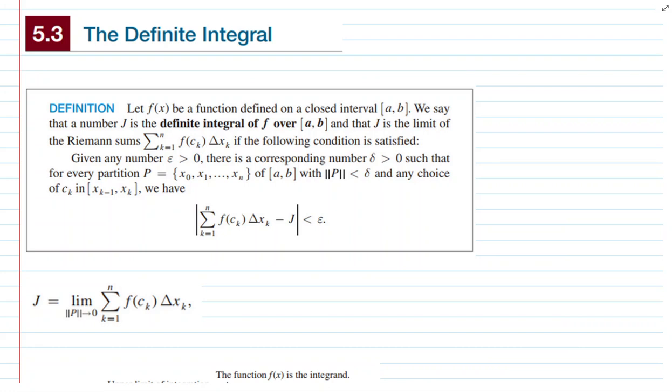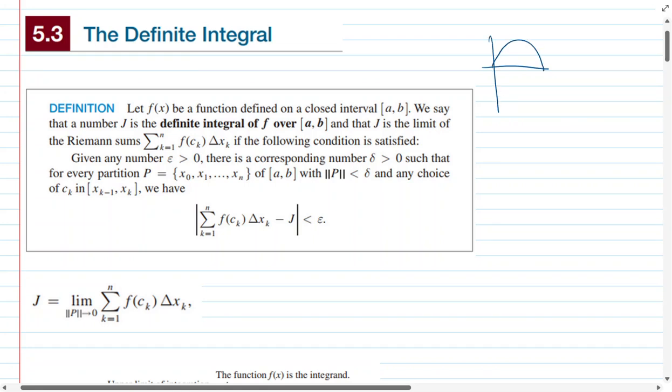Okay, let's begin section 5.3, the definite integral. We've just finished Riemann sums to find the area under a curve of a non-negative function. In other words, the graphs were all above the x-axis. There was not any below.